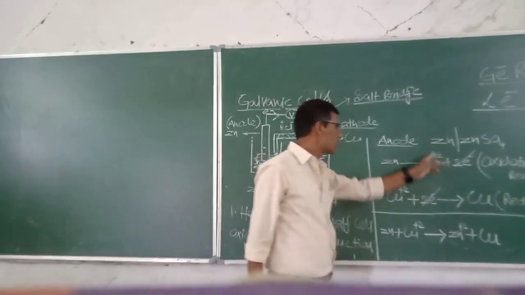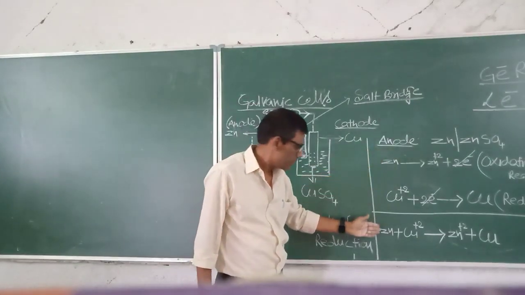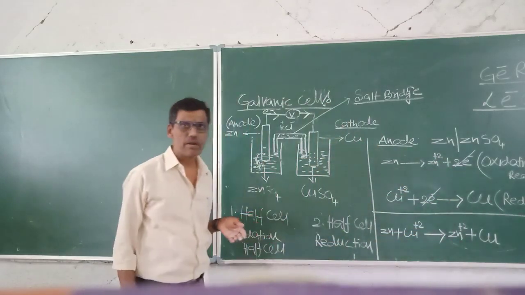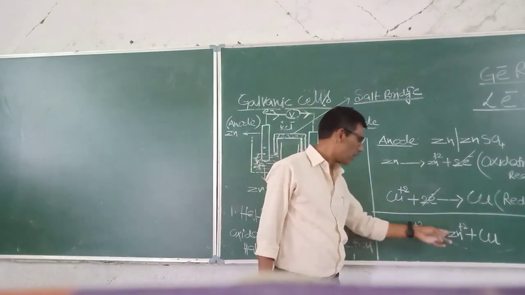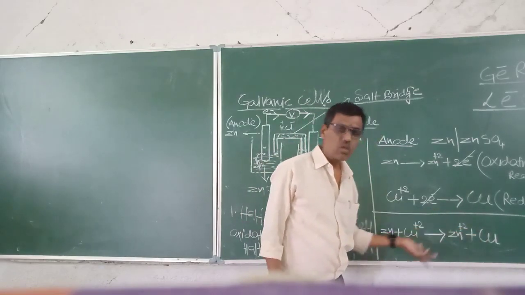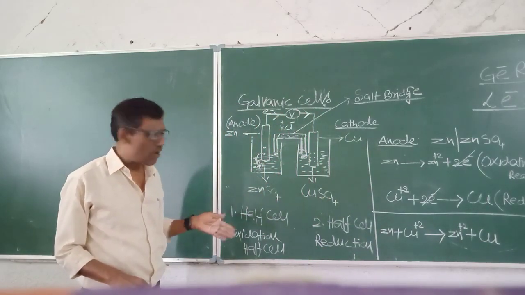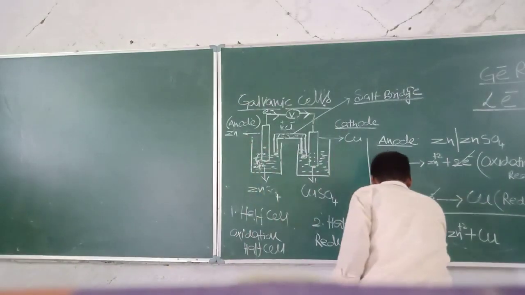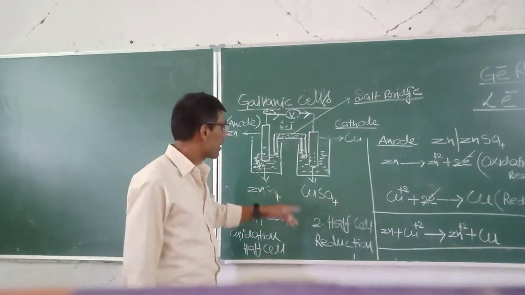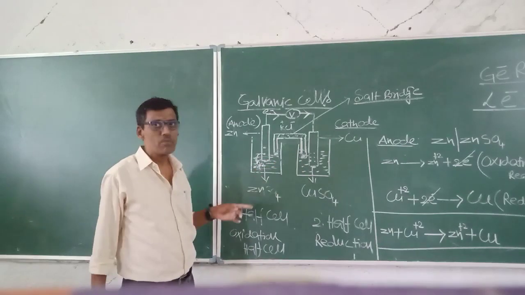After adding these two equations, the electrons get cancelled, and the species left over on the left hand side are Zn and Cu plus 2. On the right hand side, Zn plus 2 and Cu. So this is what is called a redox reaction. Zinc converted into Zn plus 2 is loss of electrons, oxidation. Copper plus 2 converted into copper is reduction. So both oxidation and reduction reactions are taking place. Because of this redox reaction, it is a spontaneous reaction that is taking place in this cell.